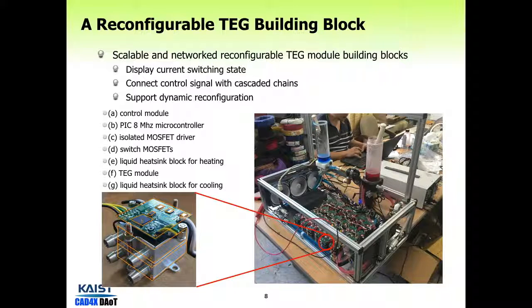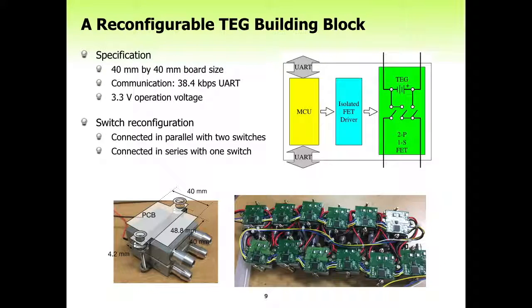This slide shows scalable and networked reconfigurable TEG module building blocks. It has the ability to display the current switching state and also supports dynamic reconfiguration. The assembled reconfigurable TEG building block consists of a control module, a PIC 8 MHz microcontroller, isolated MOSFET driver, switch MOSFETs, a liquid heatsink block for heating and the TEG module, and a liquid heatsink block for cooling.